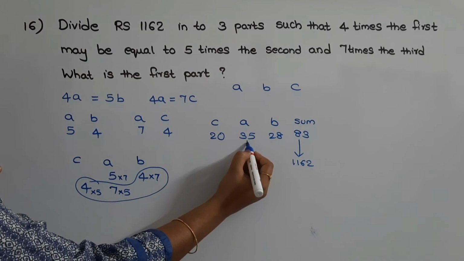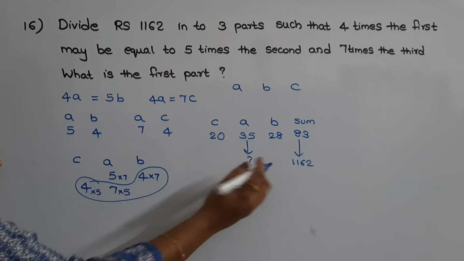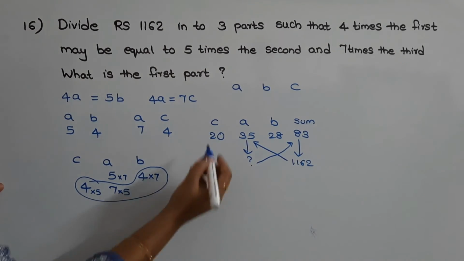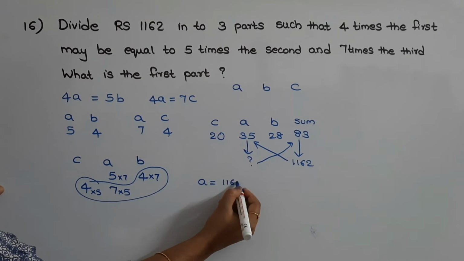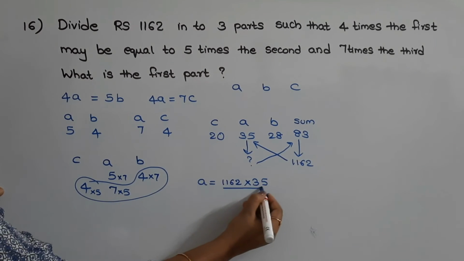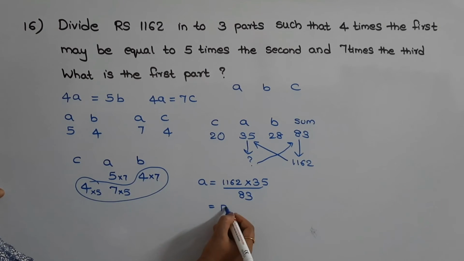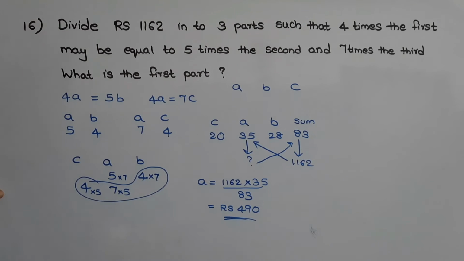So we need to find out what is the value of this 35. This we can find out by cross multiplying. So the value of A will be equal to 1162 into 35 divided by 83. On solving this, you will get it as rupees 490. So this is the answer.